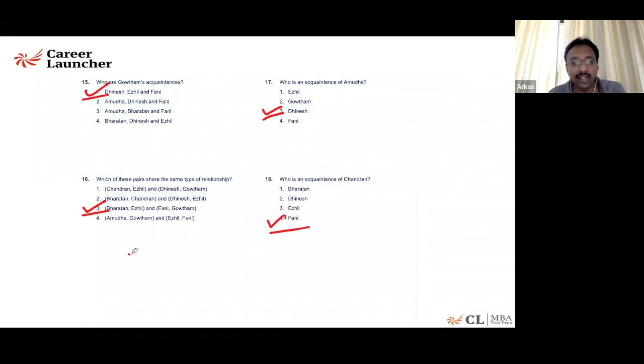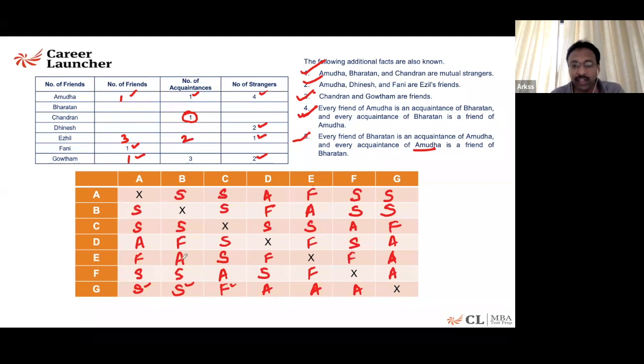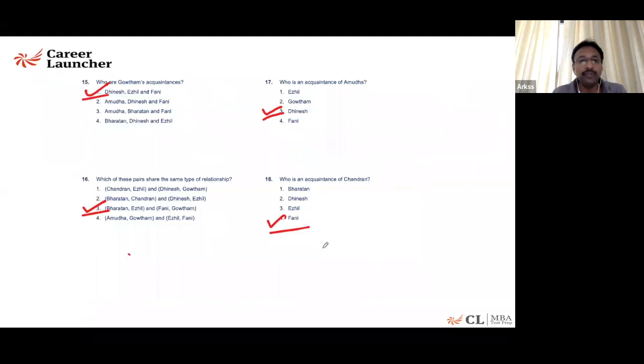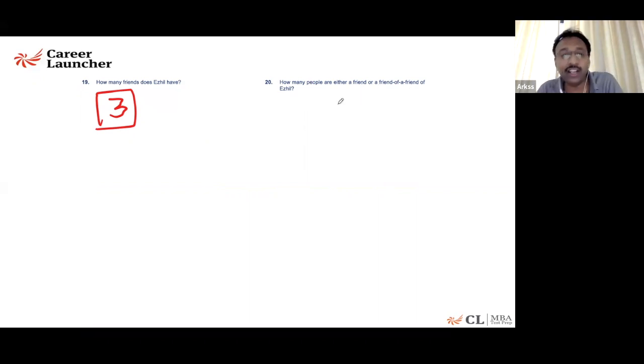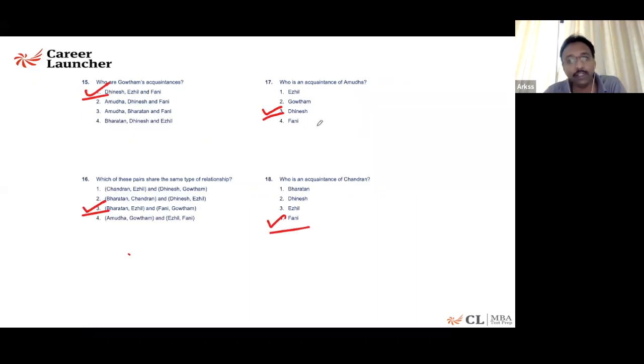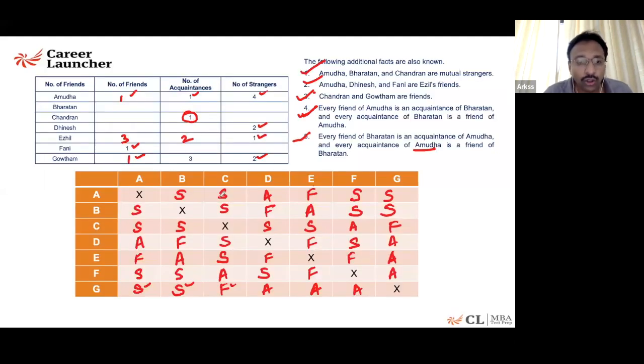How many friends does Azil have? Who are the friends of Azil? 1, 2, 3. Very simple. 3 friends. How many people are either a friend or a friend of a friend of Azil? This is even more interesting. Azil has 3 friends. So A has E as the friend, which is the same. So no extra addition. Now D has an F.